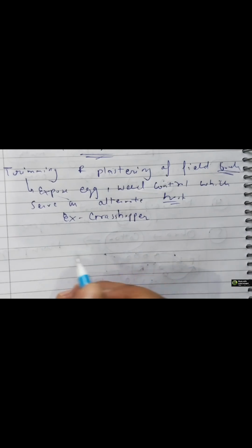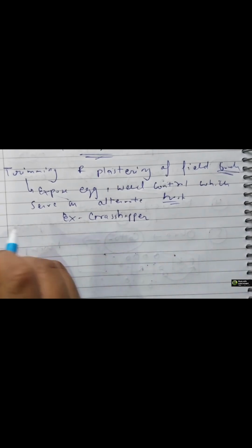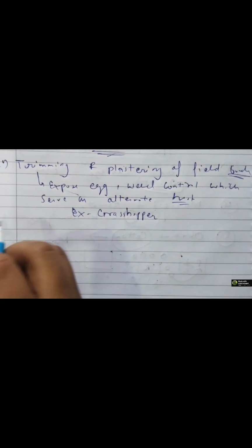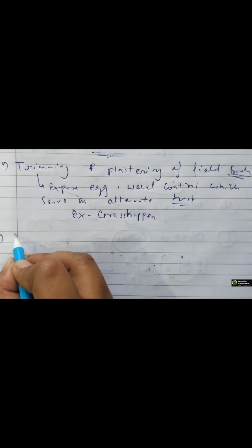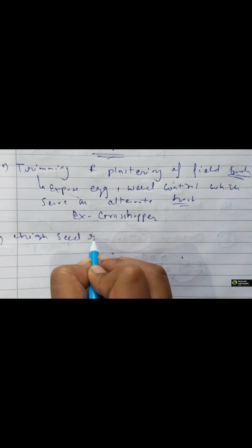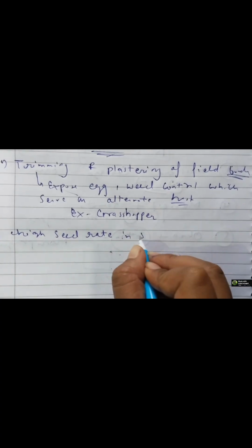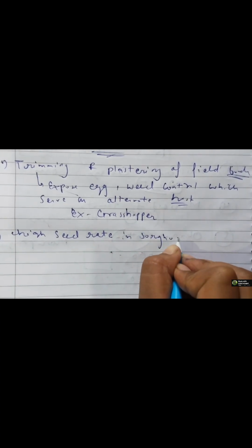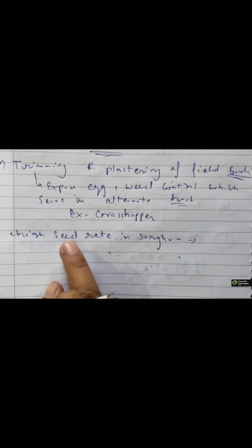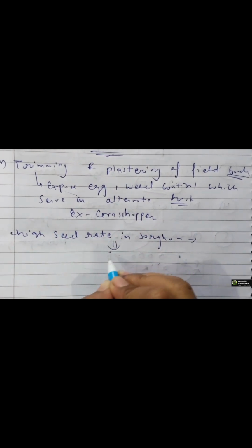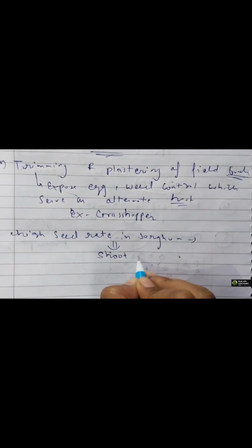Next is adoption of a high seed rate. Again, it is a very important cultural practice in the case of sorghum shoot fly. High seed rate in sorghum. If the infested plants are removed and destroyed, then for maintaining the plant population we have to keep the high seed rate. The famous example is for the shoot fly.